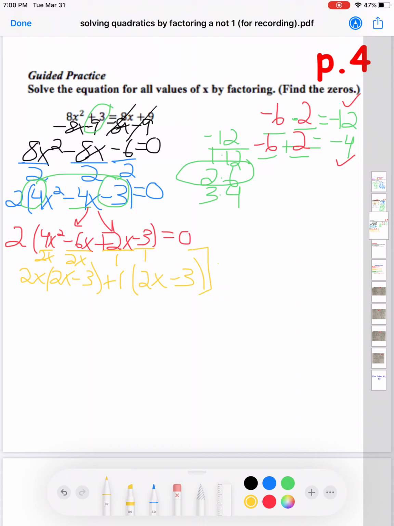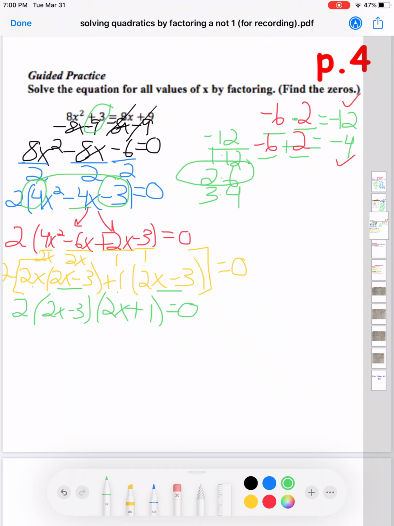Just to keep our work organized, let's bring down the 0 and let's bring down the 2 that we took out front. Notice that I switched to those square brackets. They're the same thing, it's just a different way of writing it. So I notice that both of these share this 2x minus 3, so I'm going to go ahead and factor that out front. Over here I'm left with 2x. Over here I'm left with positive 1. So we'll drop those down. Bring down our 0. Bring down our 2.